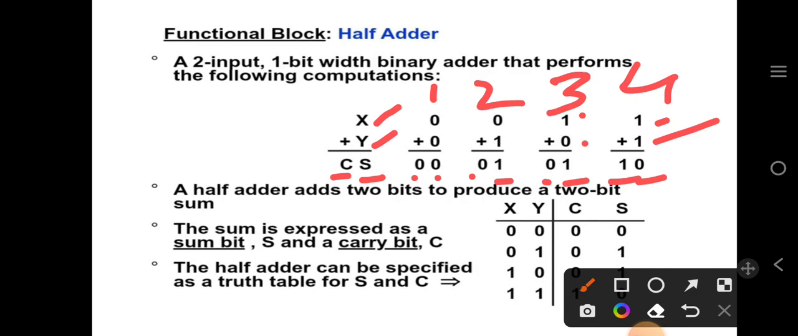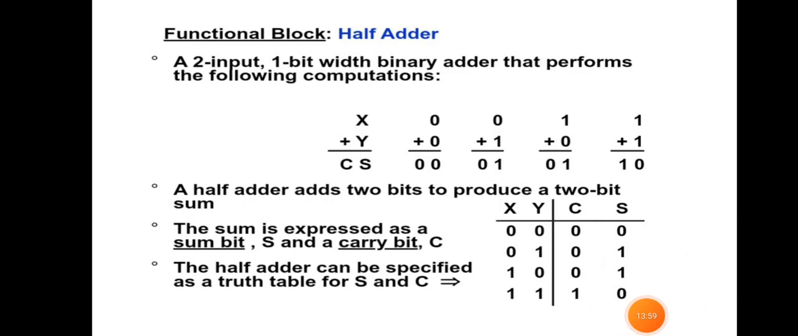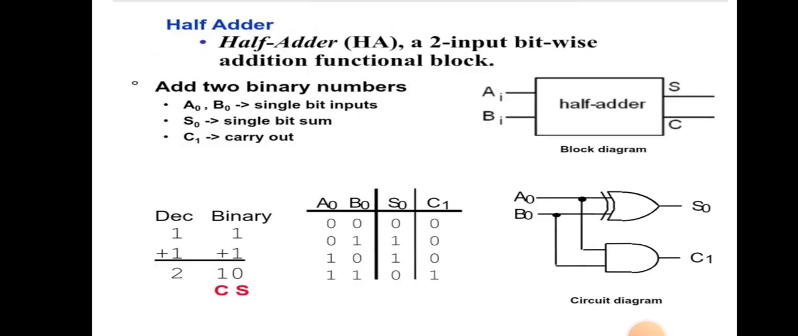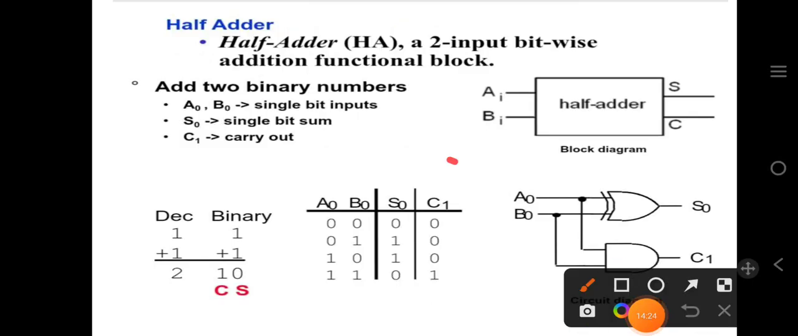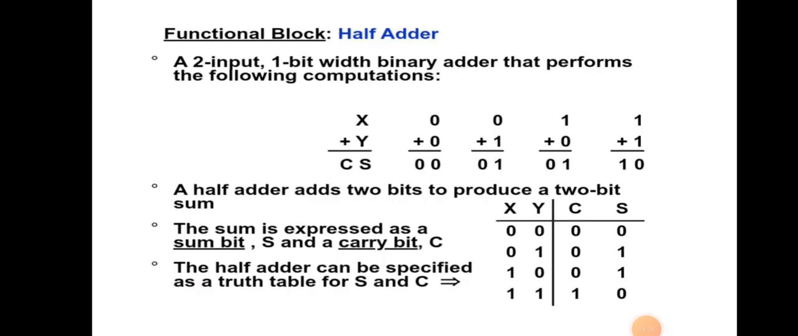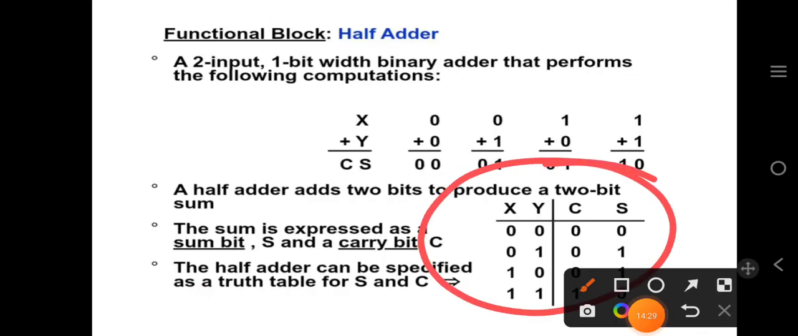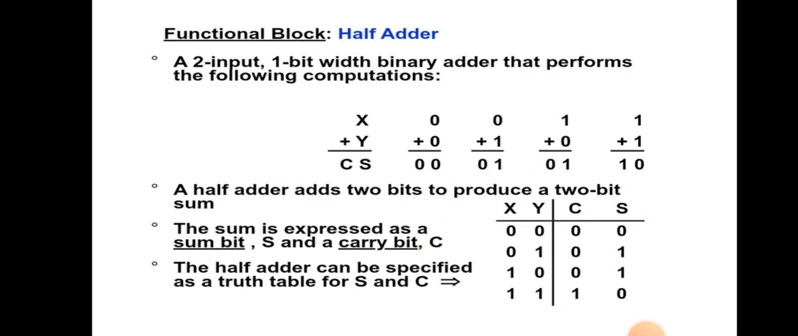Now a half adder adds 2 bits to produce a 2-bit sum. The sum is expressed as a sum bit S and a carry bit C. The half adder can be specified as a truth table for S and C. So as in the previous slide we have seen, two inputs are shown, one column for the sum and one column for the carry. The same truth table I have expressed again in this slide. So XY input, sum and carry are the output. So this is the functional block of half adder.